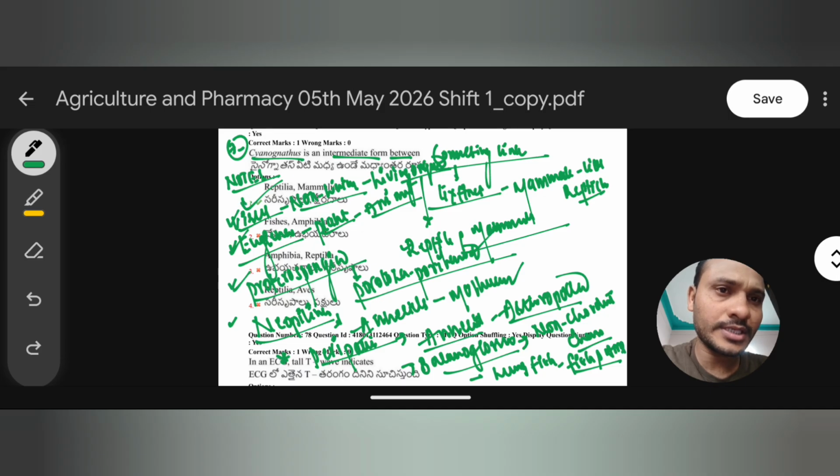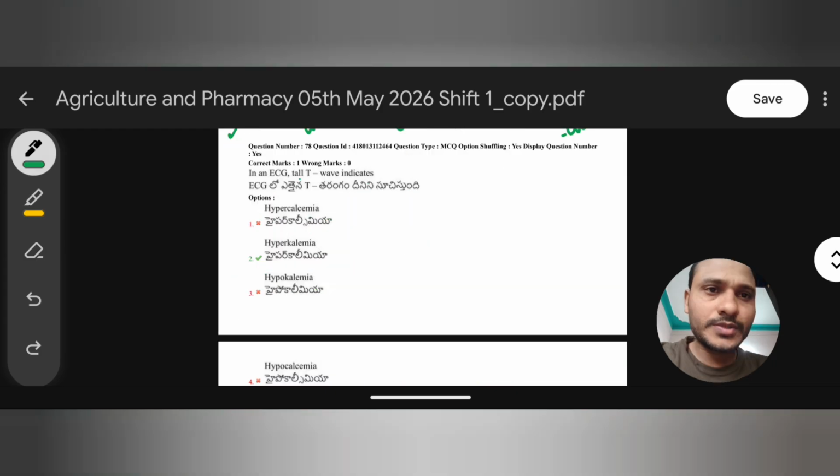So hence the right answer is the first one. Along with this, also remember all these connecting links are intermediate forms of organisms between organisms. So here, next one, question 78: ECG tall T wave indicates what?